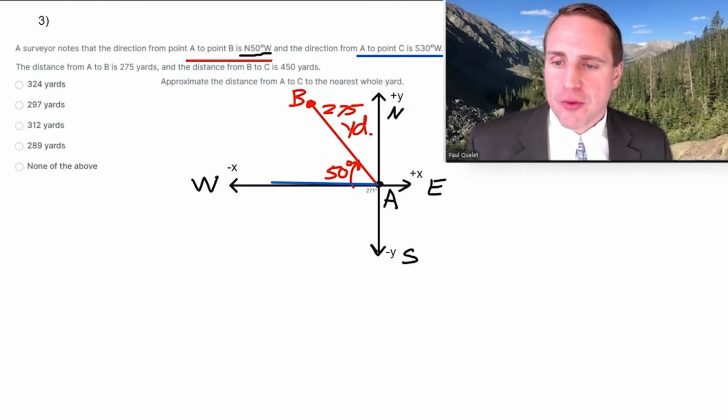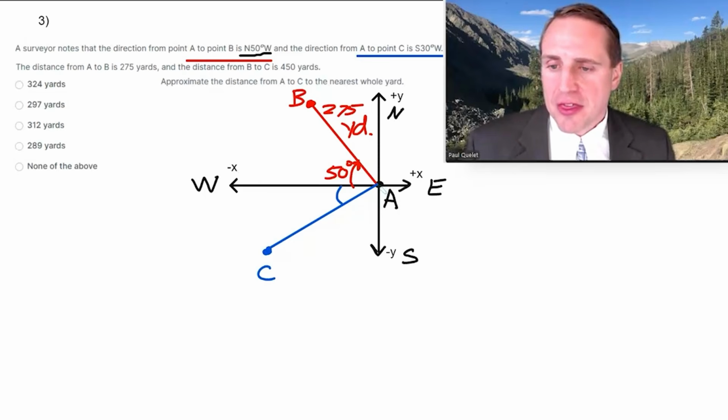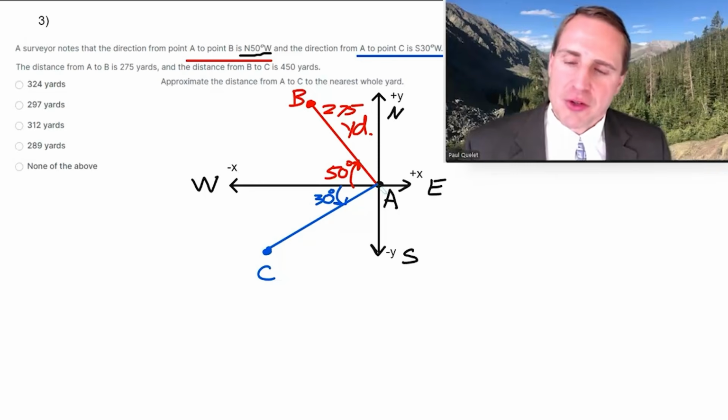So let's go straight west first, but let's go 30 degrees down this way. We don't know exactly, but something like that. And then this would be point C. And again, this right here is a 30-degree angle, and it's rotated this way. So it's going to be south of west.